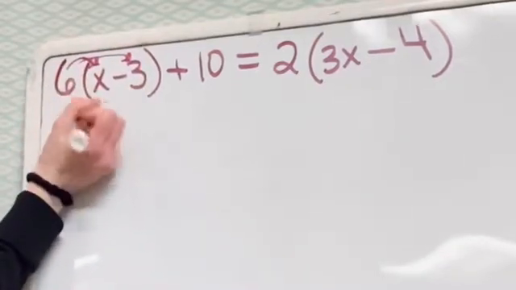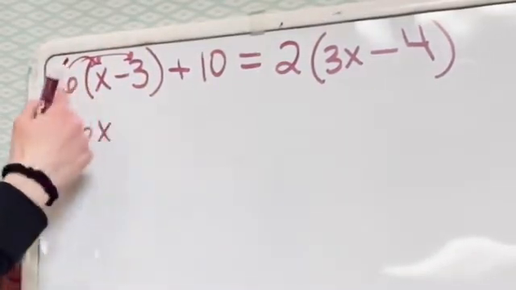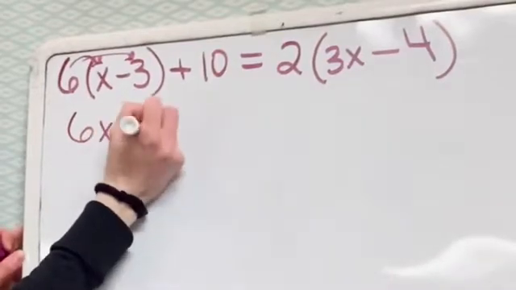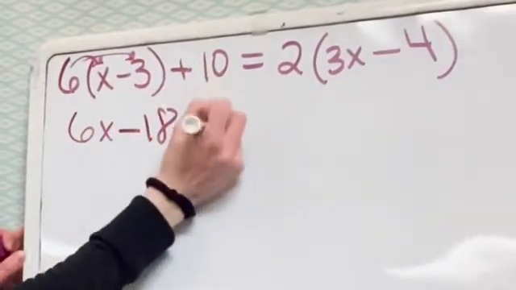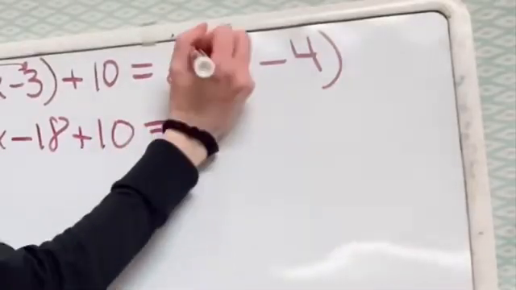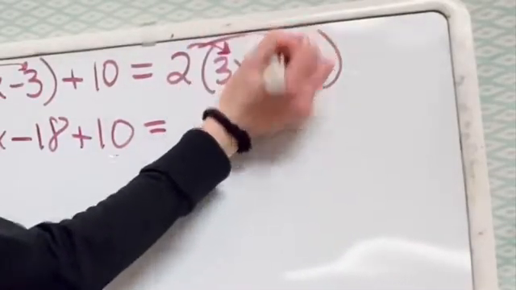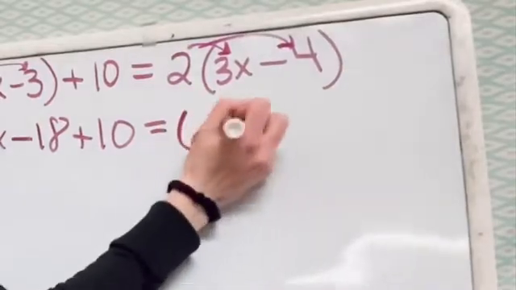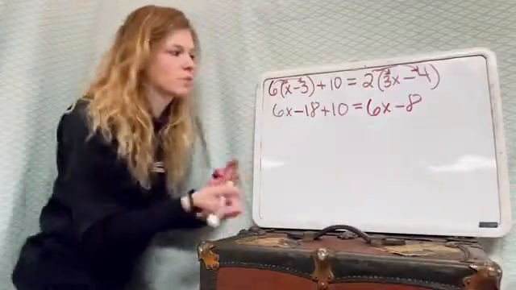Do my little arches. 6 times x is 6x. 6 times -3 is -18. Bring down the plus 10. I haven't touched that yet. Then I have 2 times 3x, 2 times -4, 6x minus 8.